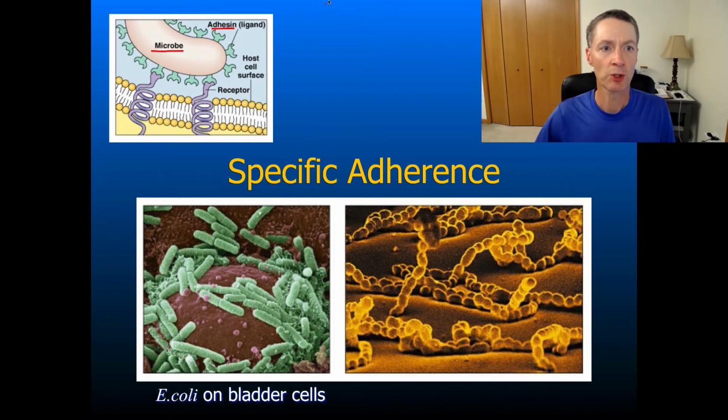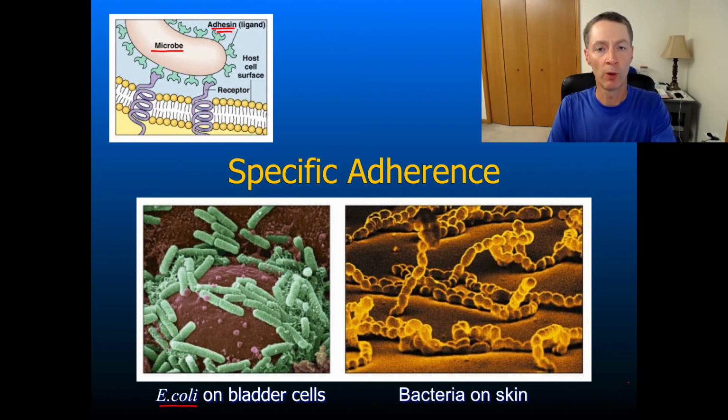We're going to see specialized adhesins. For example, E. coli has particular proteins on its surface that allow it to grab on and hold tight to bladder cells. They can cause those urinary tract infections, right? Bacteria that live on our skin, especially the natural ones, the ones that grow there in our normal flora, how do they stick? Some of them stick through specific adherence. They have specific ways to attach to specific proteins and receptors that exist there.